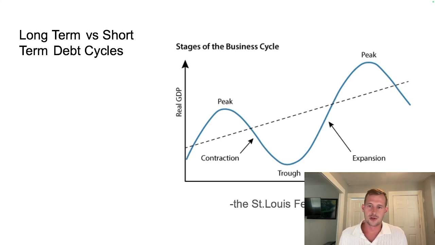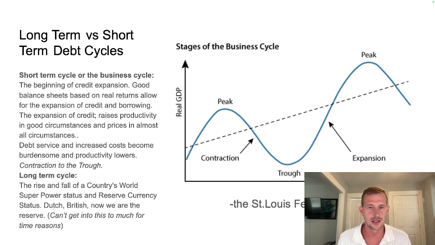So let's get into long-term debt cycles versus short-term debt cycles. This chart is from the St. Louis Fed. It's on their website, so it's something they're very aware of, right? The short-term cycle, or the business cycle, is basically the beginning of credit expansion. If you're an individual, a company, or a country, it all boils down to the same thing: you have a good balance sheet, good assets, and a good debt-to-income ratio.